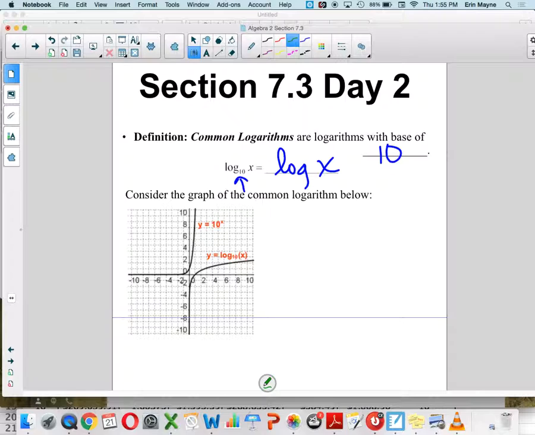Here, I've gone ahead and given you the graphs of y equals 10 to the x and y equals log base 10 of x. So even if you remember nothing about last Friday, in a most ideal world, you should look at those and know they are related how? Because they reflect across the line y equals x. When I draw the line y equals x, I can see that they are reflections of each other.